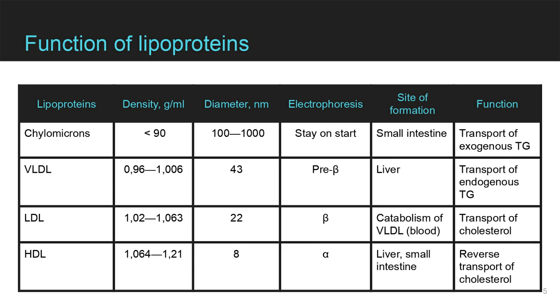The second type of lipoproteins are very low density lipoproteins. The main function of these structures is transport of endogenous triglycerides. That means that they are produced by the liver from glucose or excess fatty acids and transport endogenous lipids, that means lipids produced by our cells, to different organs. Low density lipoproteins are produced from very low density lipoproteins and transport cholesterol, and high density lipoproteins transport cholesterol esters from peripheral tissues to liver.